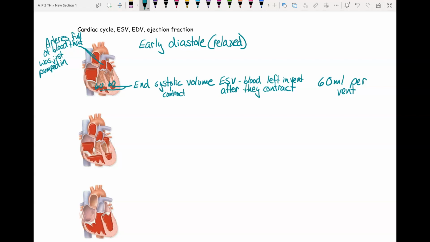Notice also that all valves are closed. So you have your AV valves here and here. We can see the pulmonary semilunar valve. You can't really see the aortic semilunar valve very well. It's kind of tucked up under there. But all four valves are closed right now.